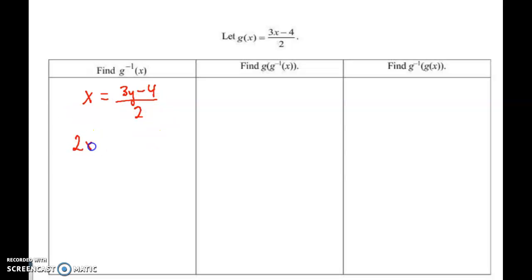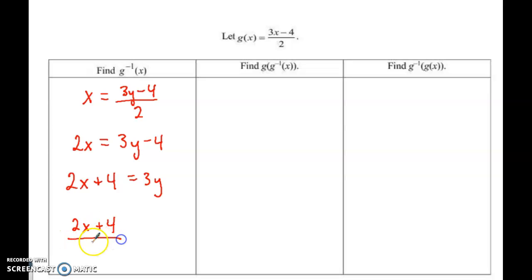Multiply the 2x over, or 2 to the x, 3y minus 4. Then add 4 over. And then divide by 3. And again, I trust you guys are smart enough to realize that we can now change y to g inverse.